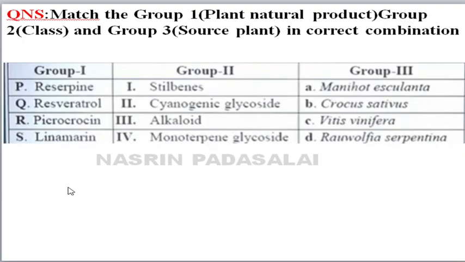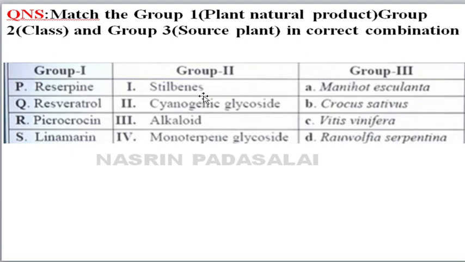And the next question is match the following, that is group 1 plant natural product along with group 2, that is class of plant natural product, and group 3, from which plant they are extracted. Okay, so please check. Reserpine is a type of alkaloid that is isolated from the Serpentina plant, and resveratrol is a stilbene.